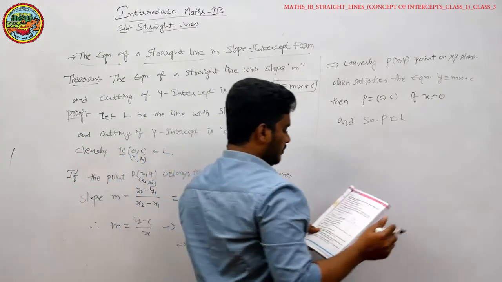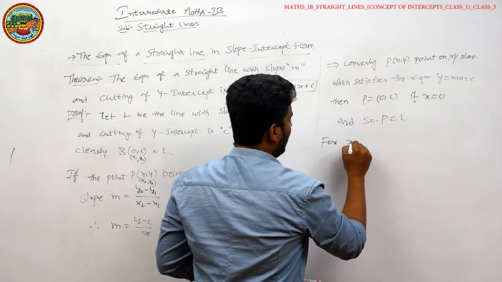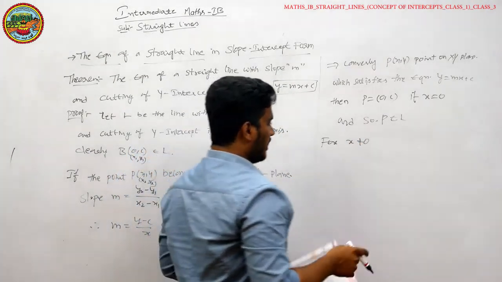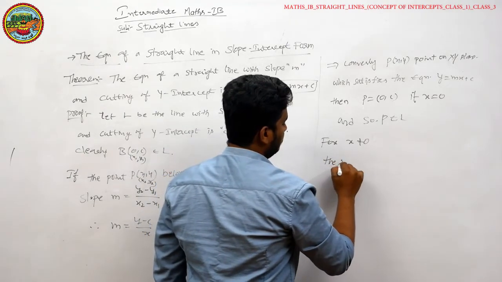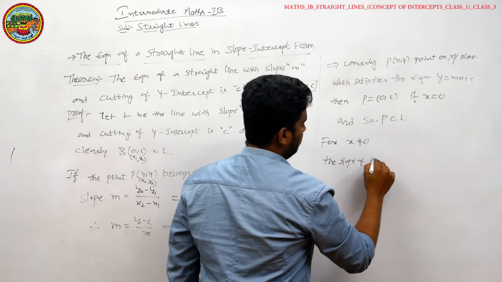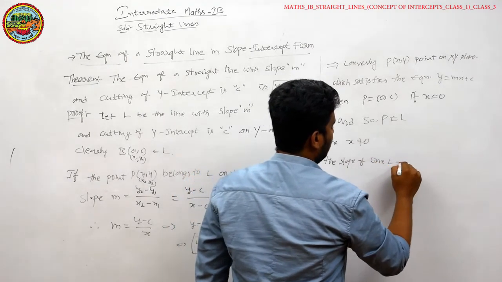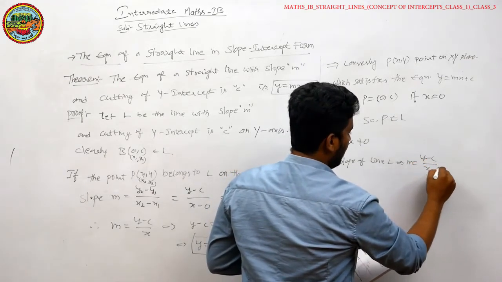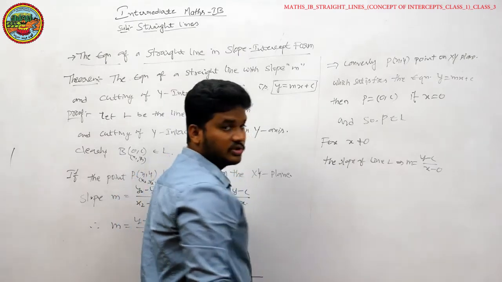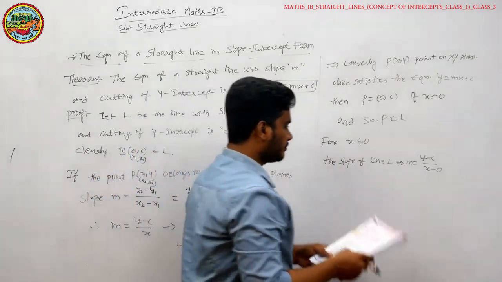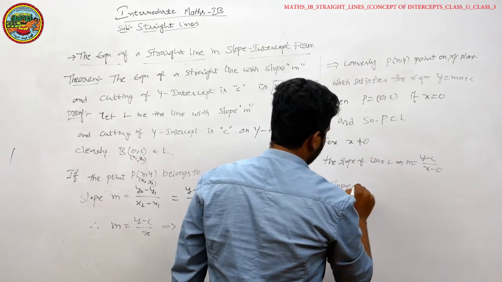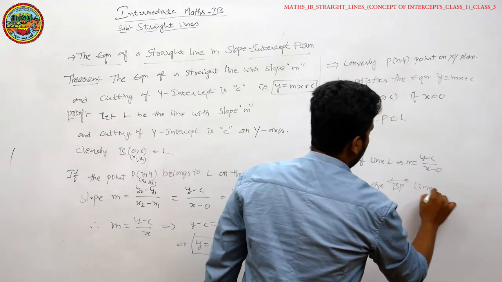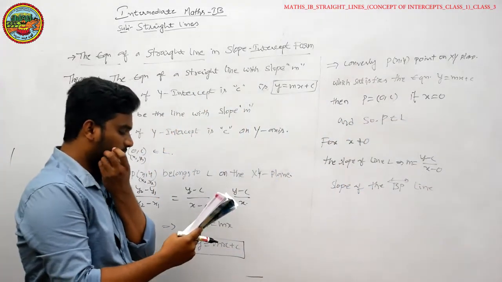Okay, therefore, for x not equal to 0, the slope of the line L is m, which is equal to y minus c by x minus 0, which is equal to the slope of the line BP.